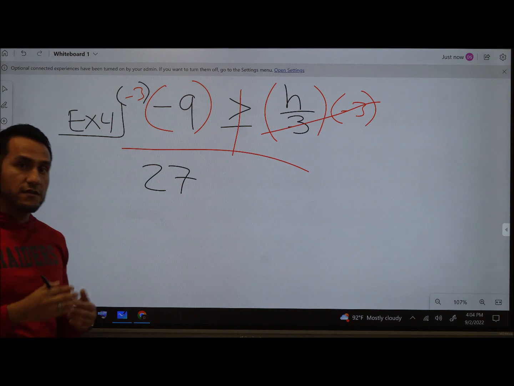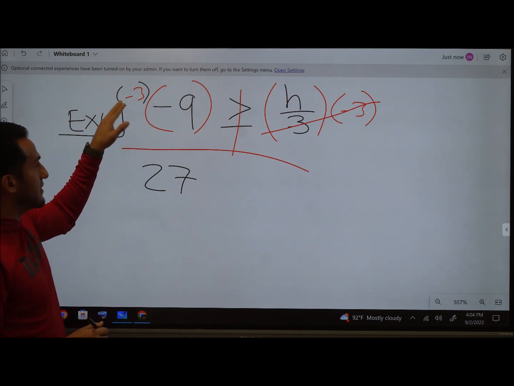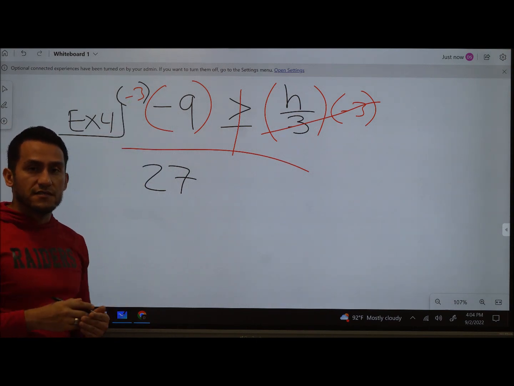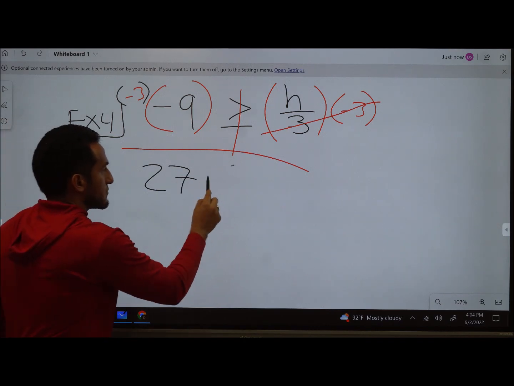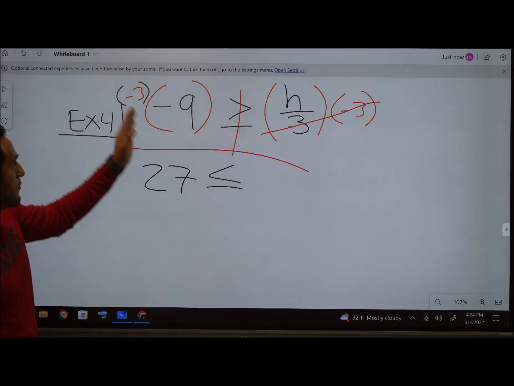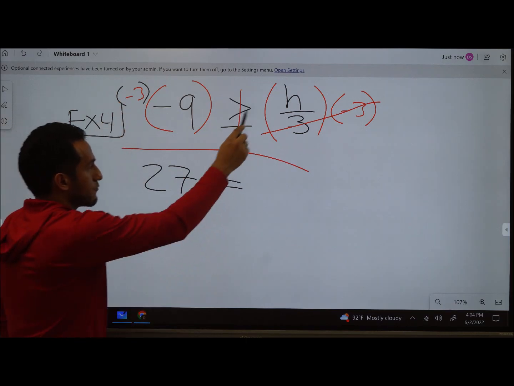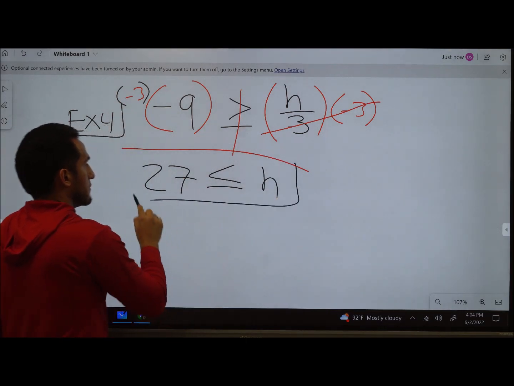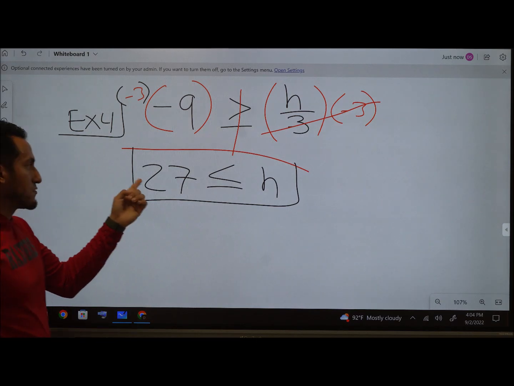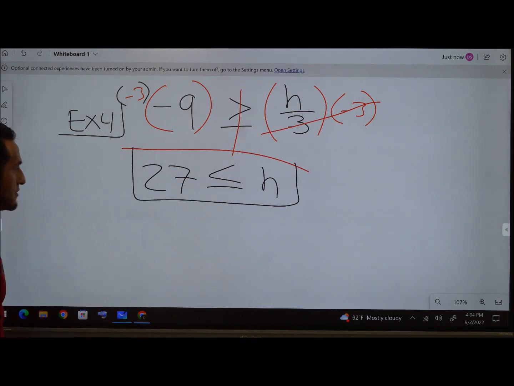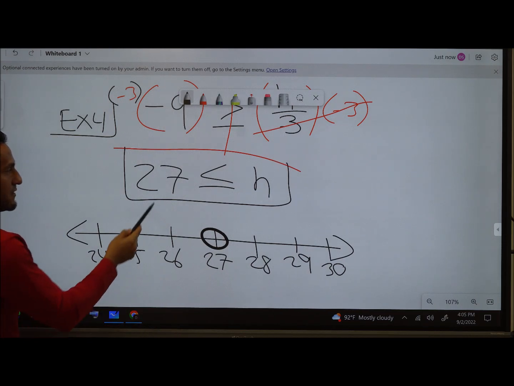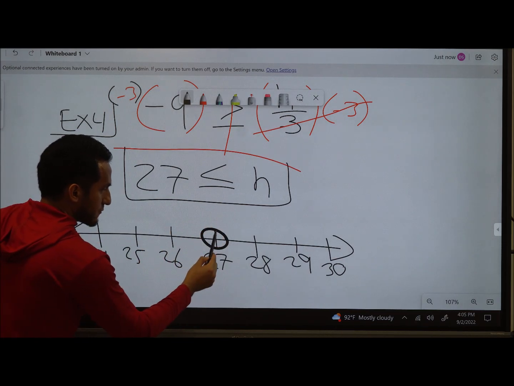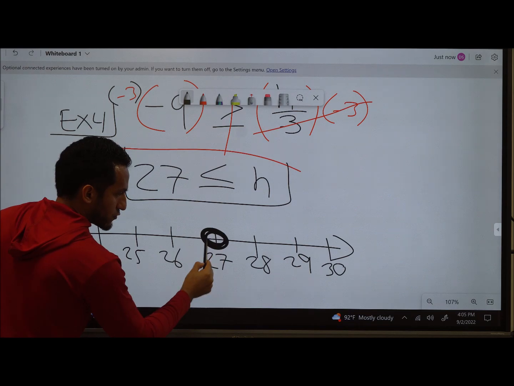Now again, we decided to multiply here by a negative number, and the rule says that whenever we multiply or divide by a negative, then you have to flip the inequality. So the inequality is going to flip again. We're multiplying by a negative number. Bring down the h. So again, 27 is less than or equal to h. So once you have your number line, we're going to circle the 27. And since there's an equal sign, we're going to shade it in. It's going to be a closed circle.